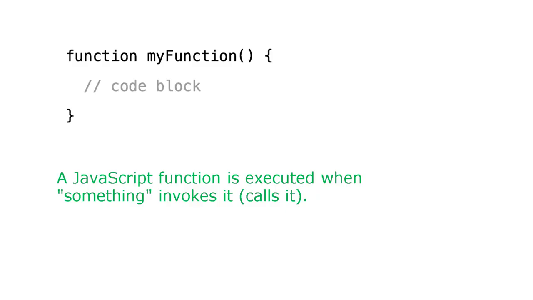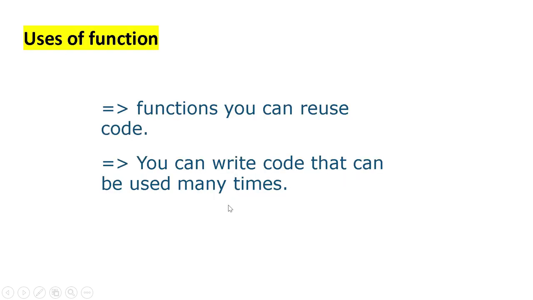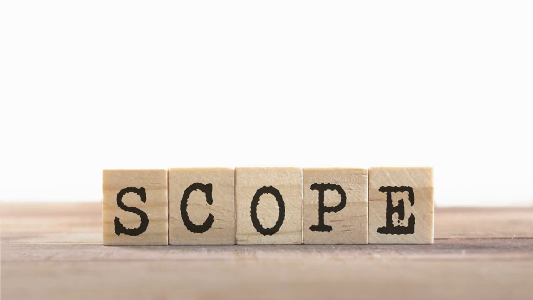A function is a block of code. Whenever you call that function, the block of code is executed. Okay. It is invoked, and the use of a function is that you can reuse the code anywhere, anytime, many times. Then we have to see the scope.